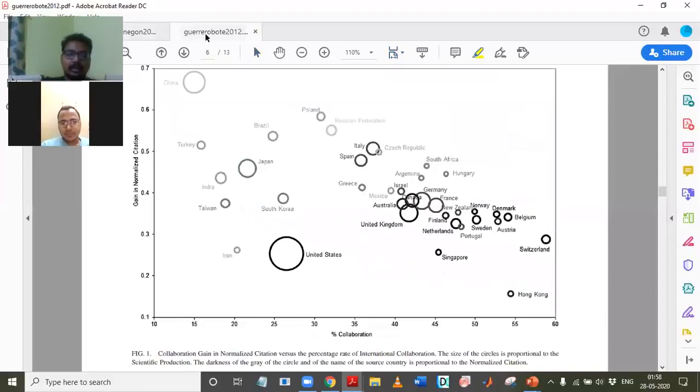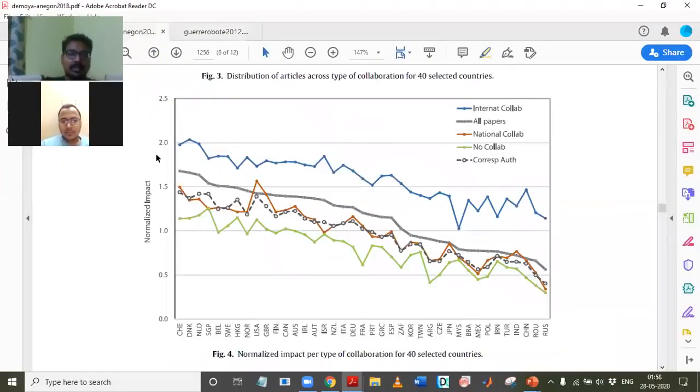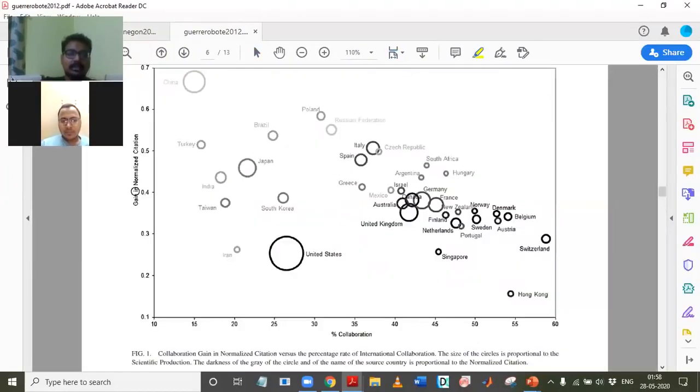Let us look at another interesting figure. Here, you see the percentage collaboration versus the gain in normalized citation. Again, I should tell you that this is the gain, not the normalized citation. Earlier we were looking at the normalized citation, but here it is the gain. So what is the improvement in the citation when you are doing some collaboration?